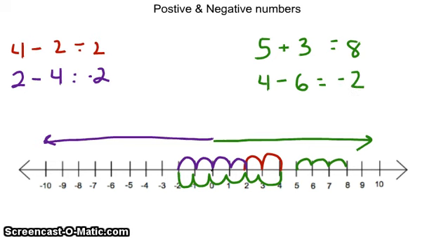Now, what happens if there's a negative to begin with? So what if we have -3 and we want to add 2? So we start off at -3, 1, 2, and we do end up at -1. And that is our number that we're looking for when we add -3 to +2.